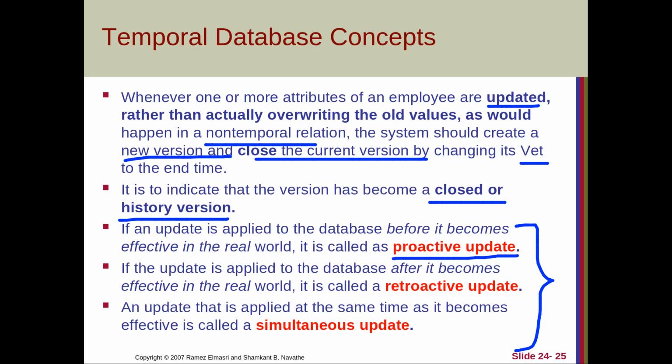If an update is applied to the database before it becomes effective in the real world, for example an employee joins on 1st August but it was updated in the system 2 days back, that type of update is called a proactive update. If the update is applied after it becomes effective in the real world, that means the employee joins on 1st August, but it was updated on 4th August, it is called a retroactive update.